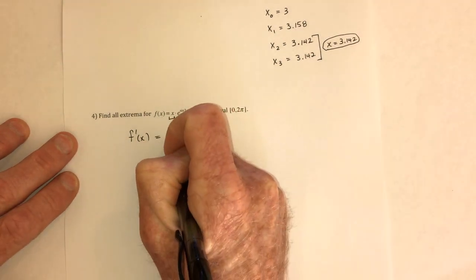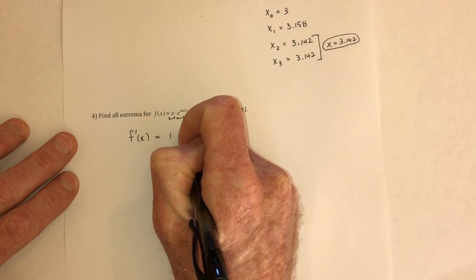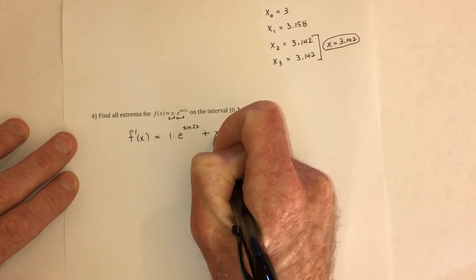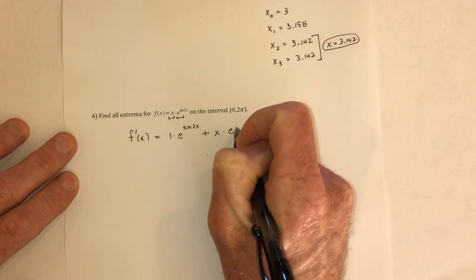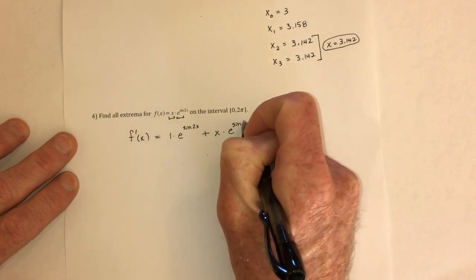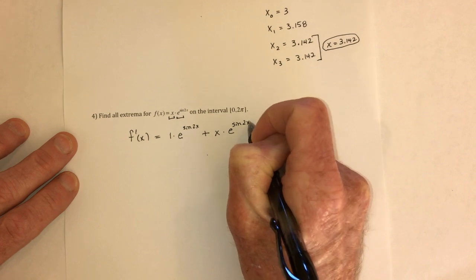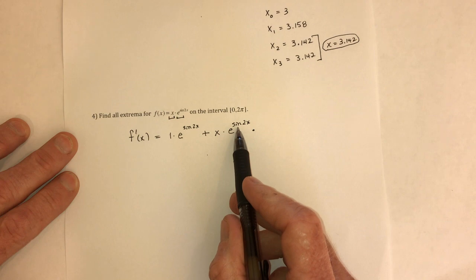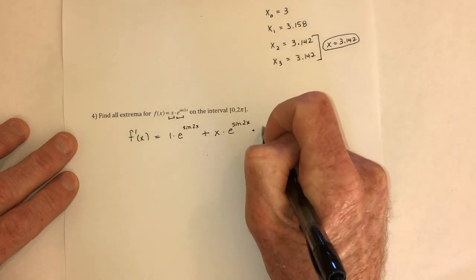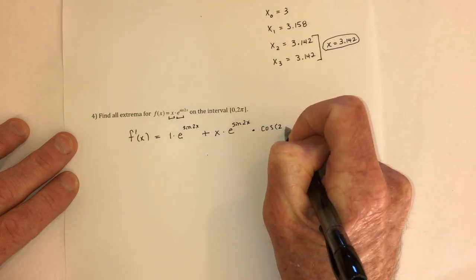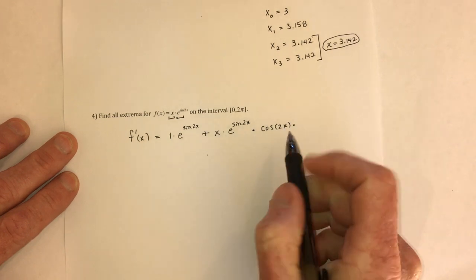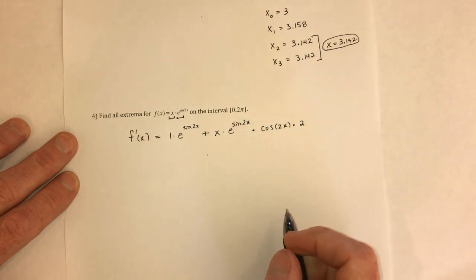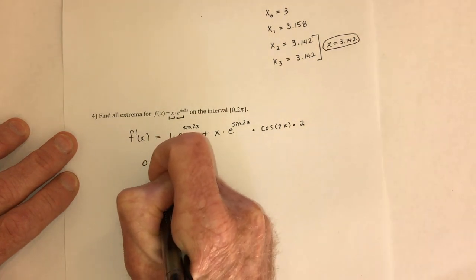The derivative of x is 1, and then leave the e function alone, plus leave x alone, and now take the derivative of the e function, which is the e function. Then do the chain rule. Take the derivative of sine, which is cosine. And finally, do the chain rule again, take the derivative of 2x, which is a 2. And then set it equal to 0.